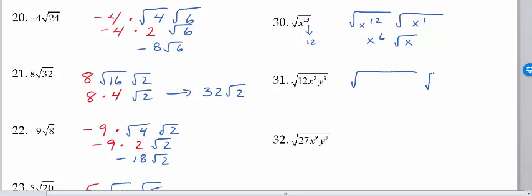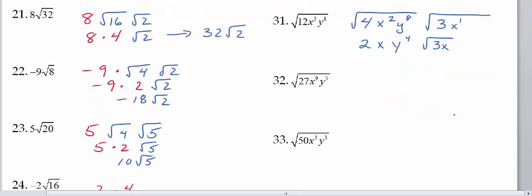Perfect square, what's left over? Perfect square that goes into 12 is 4. Left over is 3. Directly underneath, x cubed is x squared. Left over is x to the 1. Y to the 8th is already an even number, so that'll stay inside. That gives us 2. Cut the x squared in half. Cut the y to the 8th in half. Our leftover, root 3x.